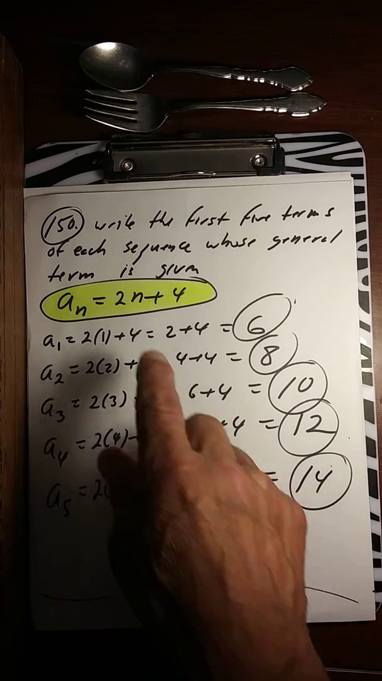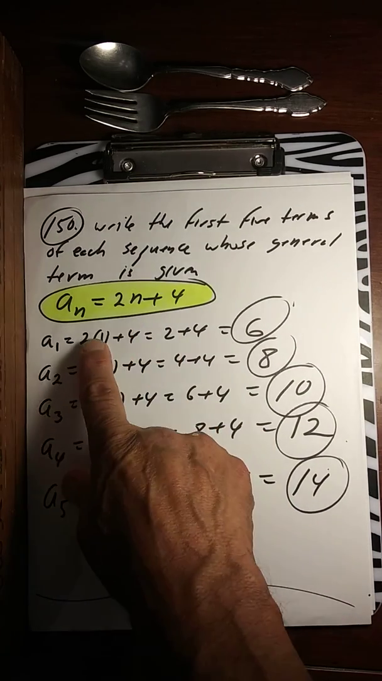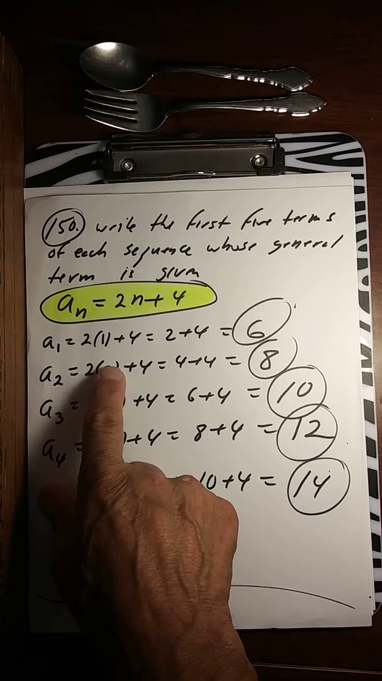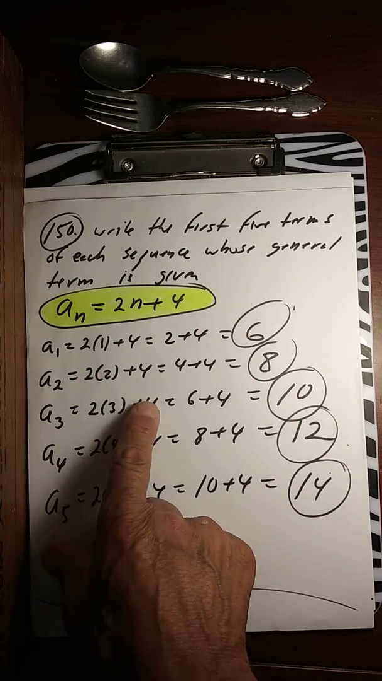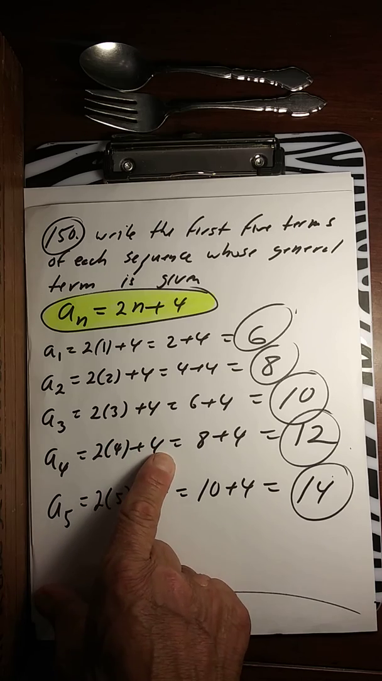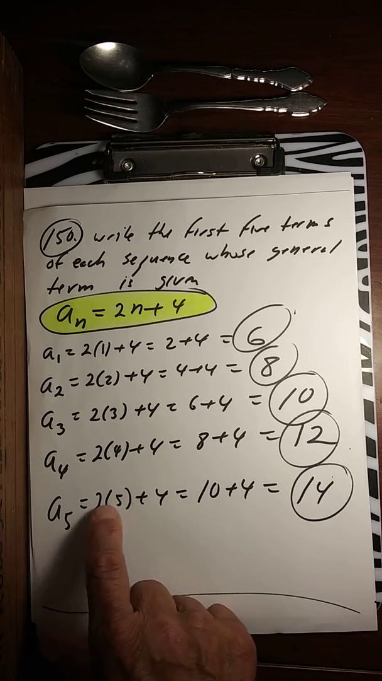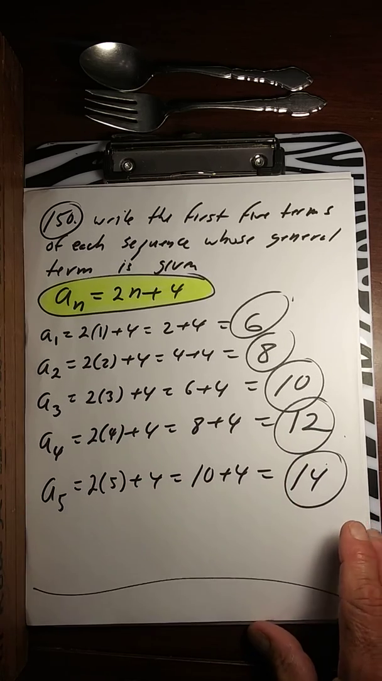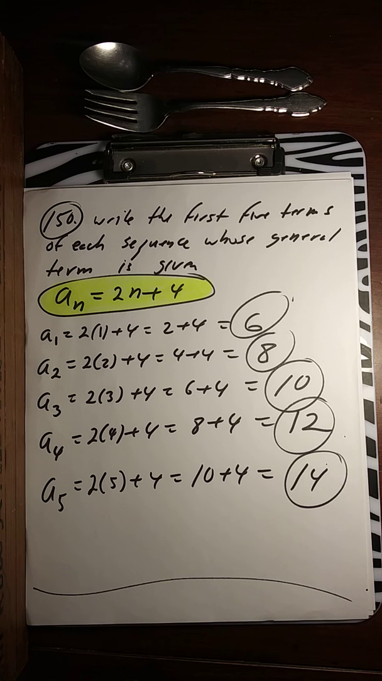Write the first terms of each sequence. 2n plus 4. Put 2 times 1 is 2 plus 4, there it is. 2 times 2 is 4 and 4 is 8. 2 times 3 is 6 and 4 is 10. 2 times 4 is 8 and 4 is 12. And then 2 times 5 is 10 and 4 is 14. And then that's it. We're done. End of review.